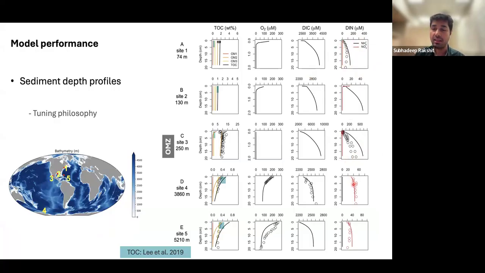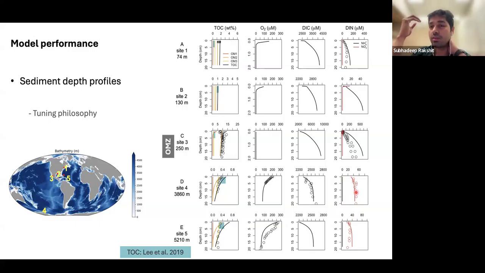But on the other hand, in the deep ocean, you do not get any ammonia build-up in the pore waters. All are ammonia, all are nitrate, and so this also kind of matches. These two were what we used for tuning the parameters.